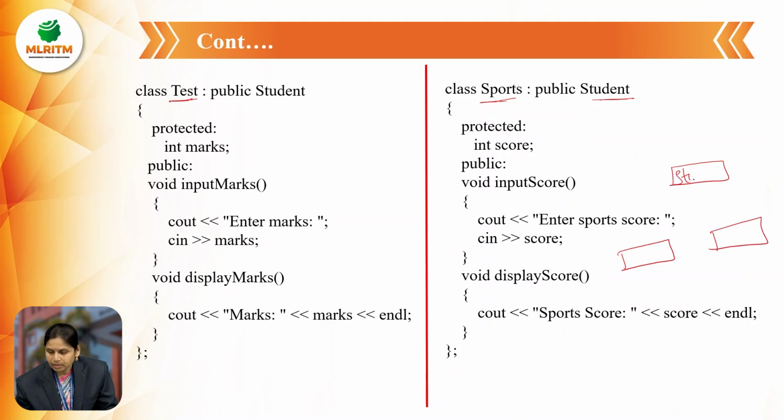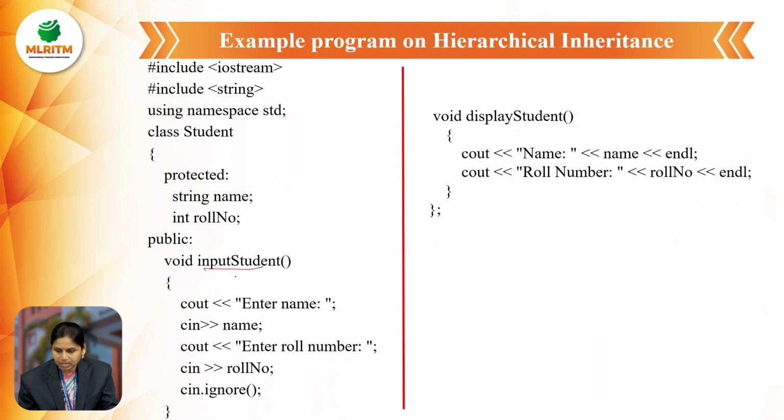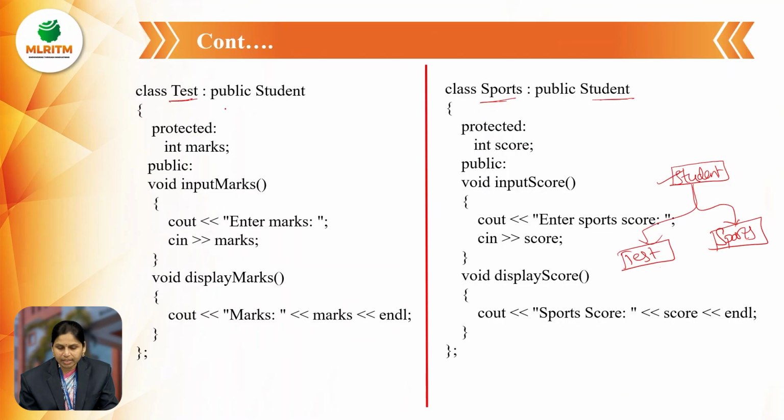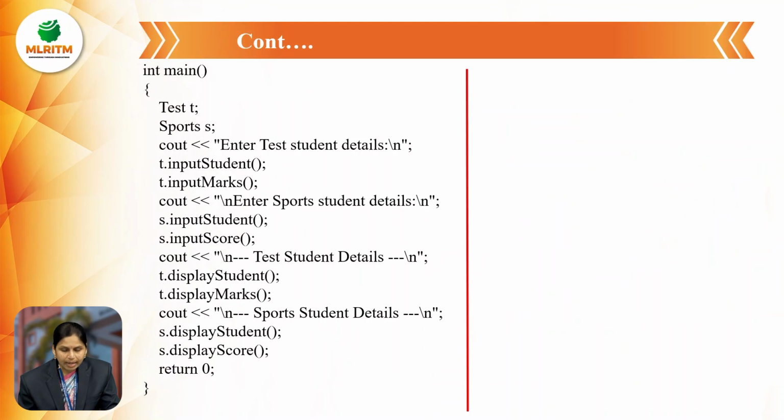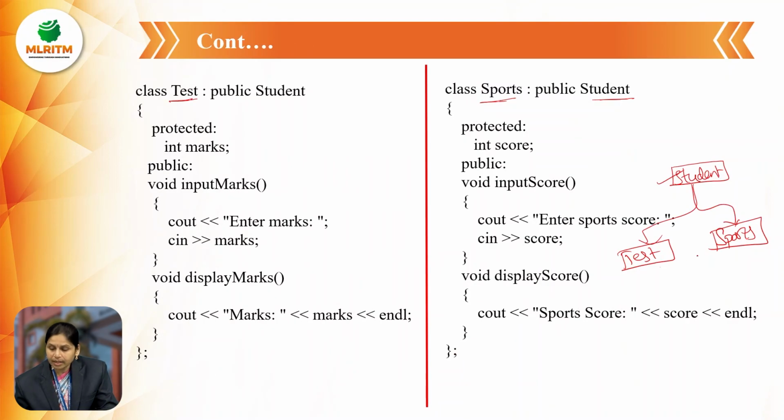The parent class is student. Test is one child class and sports is one more child class. So these two are derived from the single parent class. Now student contains get student and display student methods. Here test contains get input marks and display marks. In sports, input score and display score. There are two methods in each class. Next here, how many objects are required in this program? Let us see. How many child classes are there? There are two child classes. So we have to create two objects, object 1 and object 2.